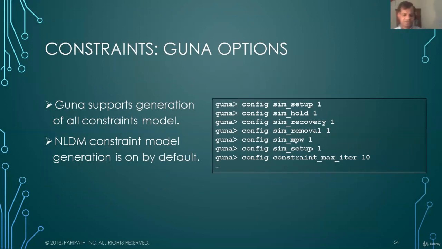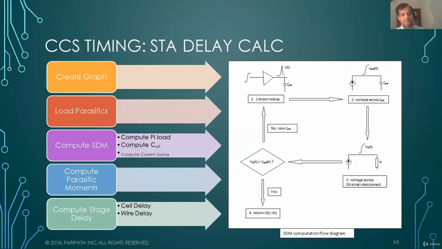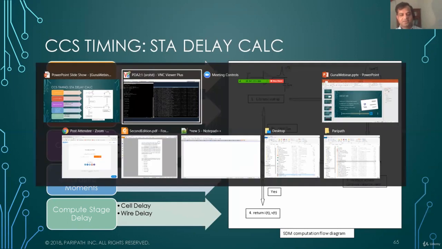For constraints, there are a lot of options, and for each one of the characterizations, you have the option to turn it on and off right in your lib.cfg file. These are some of the config options that GUNA gives you. And this is an application. Okay, it's still running. So this is the application of your CCS delay calculation.